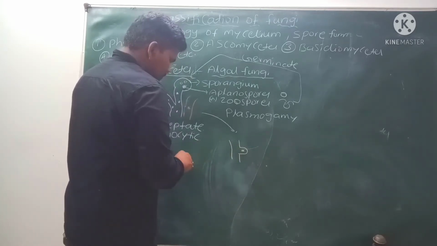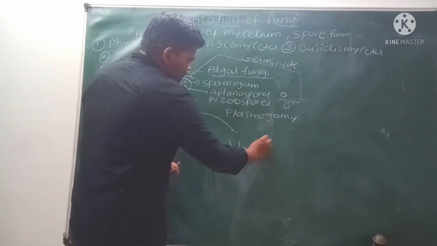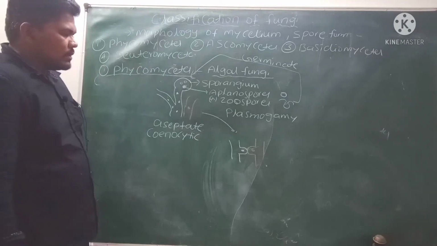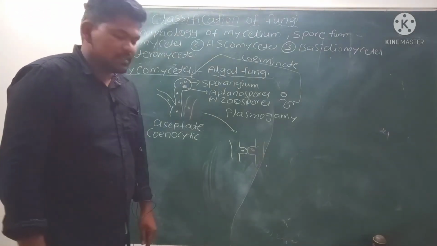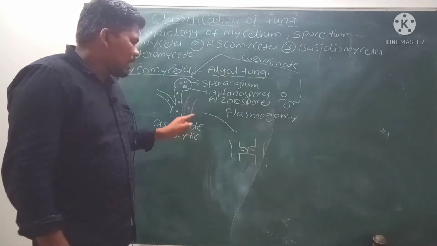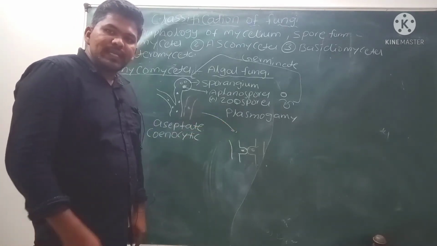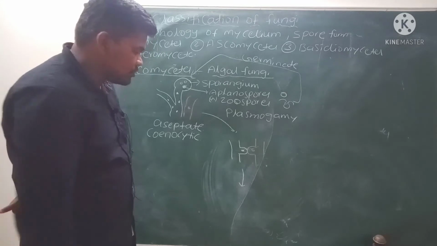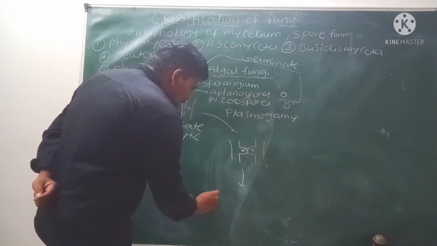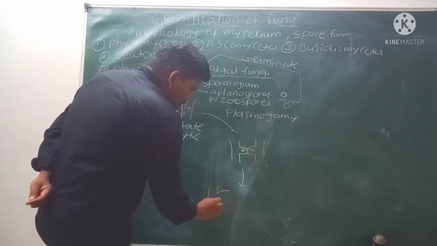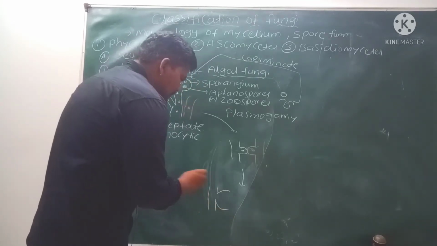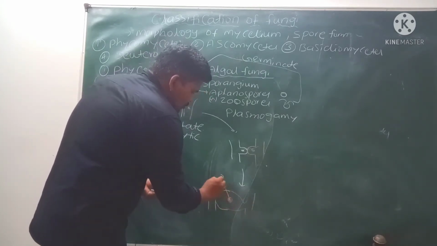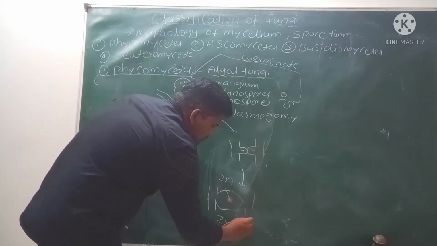This is one, this is another one. Here we cannot see the dikaryotic stage. After plasmogamy, we can see the fusion of nuclei; immediately both nuclei fuse together, which leads to the formation of the zygospore. It is in diploid condition. This is the zygospore, which contains a 2n nucleus. Zygospore.